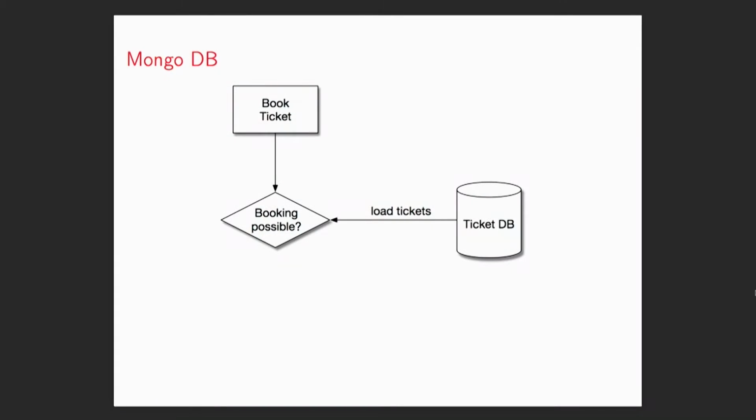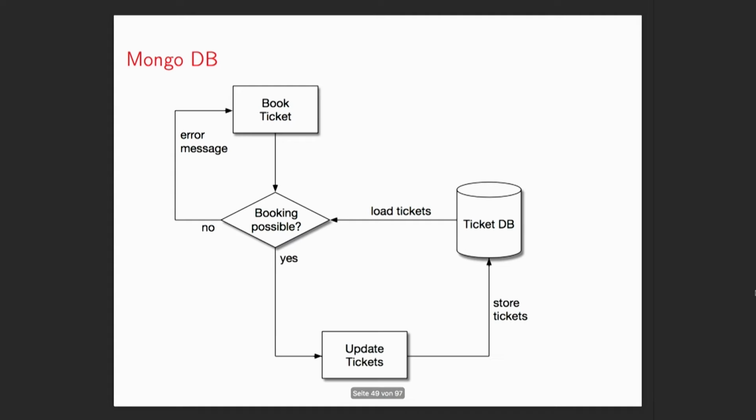If somebody wants to book a ticket, we would load all the existing tickets from the ticket database and check whether a booking is still possible. If no, okay, that's easy. We give an error message back to the user. But if yes, we would update the tickets, and then we would store the tickets in the database. Well, really? Would that work well?